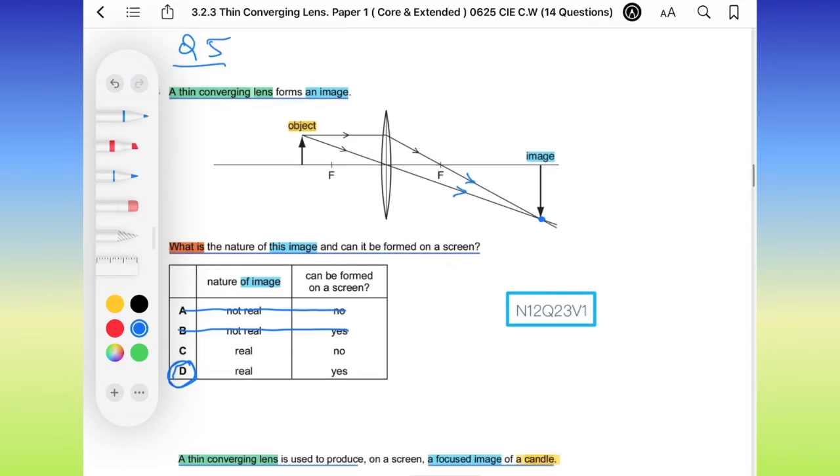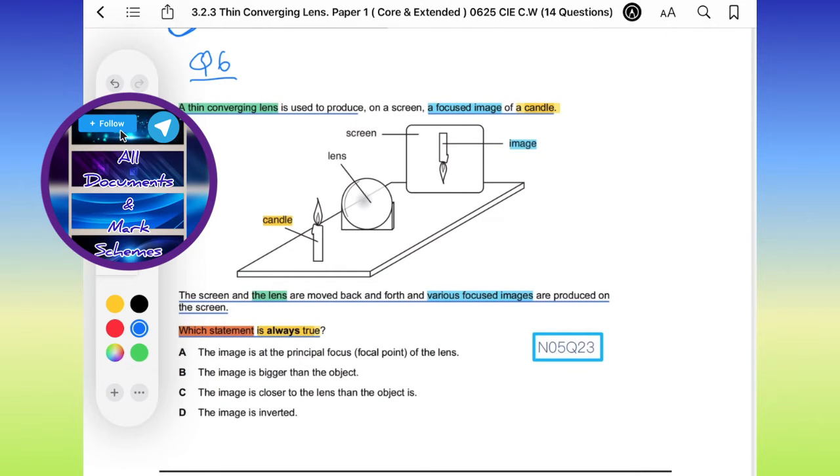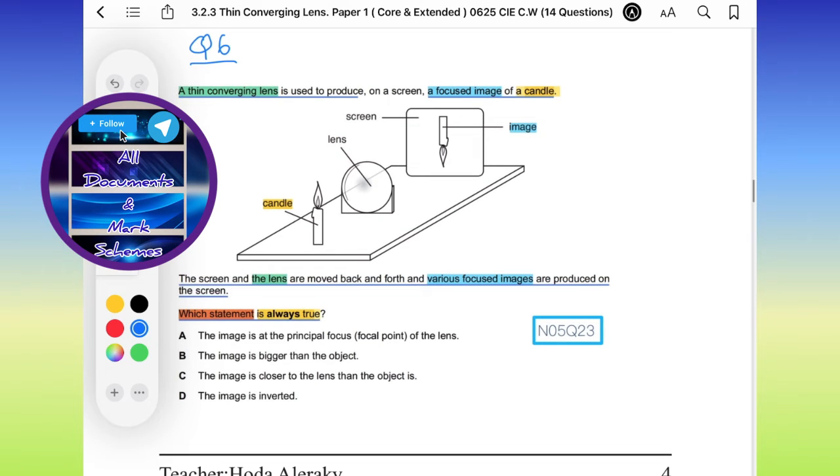Question 6 also is very important. We have here a screen. Once you see an image on a screen, you know that the image is real, even if the question doesn't mention anything about the image being real or virtual. The screen and the lens are moved back and forth to get various focused images. Which statement is always true?